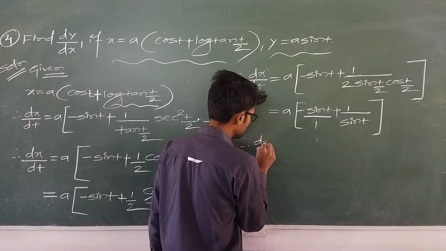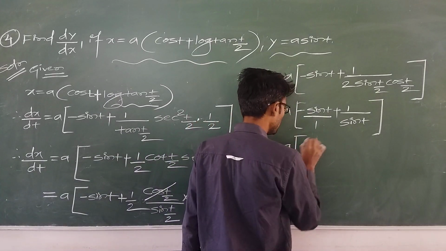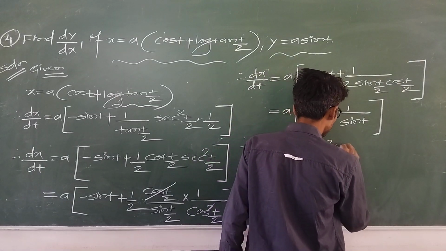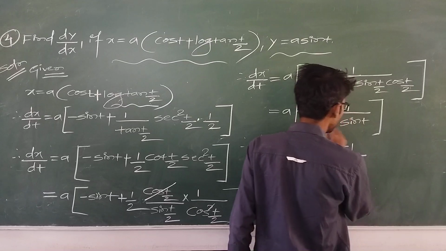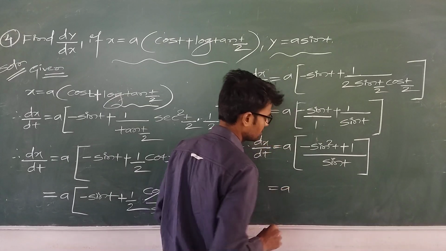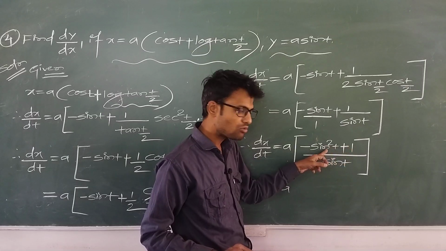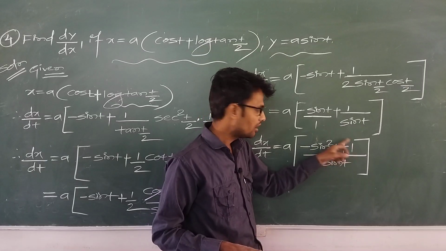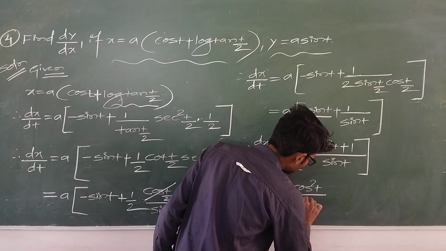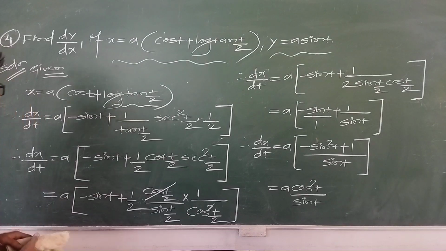So I will write dx by dt is equal to a as it is. Now you go for cross multiplication. Sin t into minus sin t is minus sin square t, plus 1 divided by 1 into sin t, it is sin t. Now this is equal to a as it is, 1 minus sin square t. 1 minus sin square t is cos square t. So you write a into cos square t divided by sin t. This is the value of dx by dt.